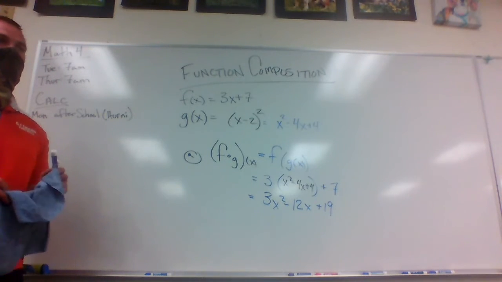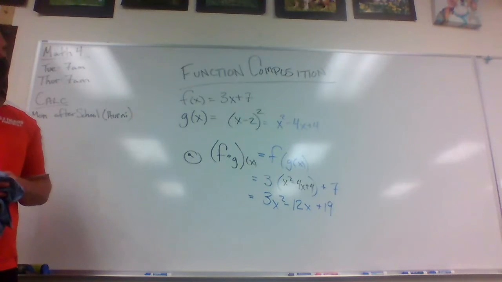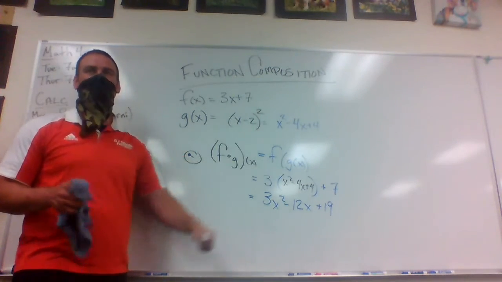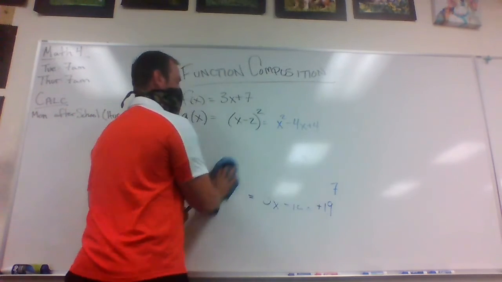Oh, it's minus 2? Oh, that's good. Minus 2? Yeah, g of x is x minus 2 all squared. That's cool. I thought it was plus 2.